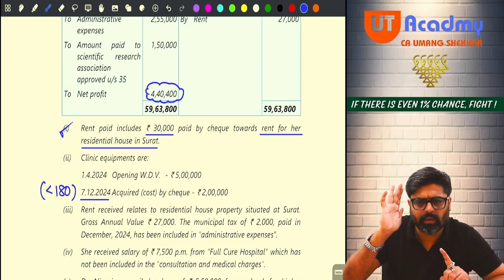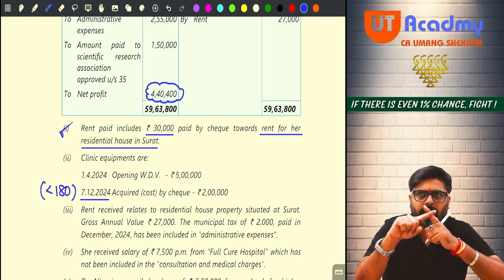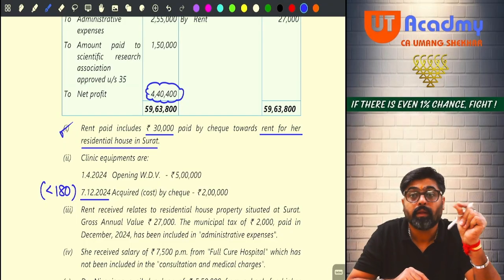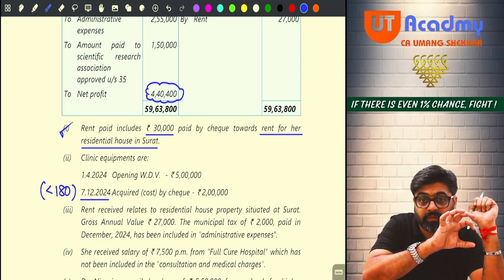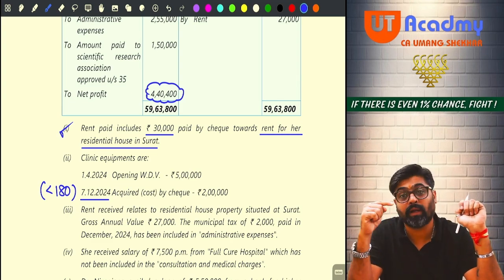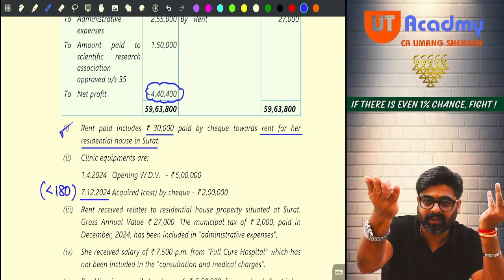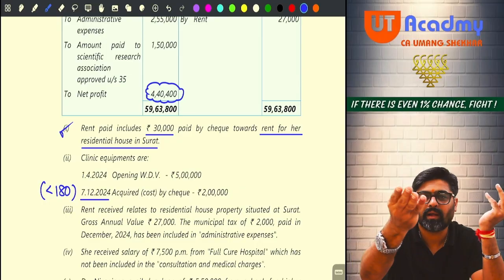Now do you know how to calculate the opening, how to calculate the value of the block? You will take opening, add addition. Addition will be 2 lakh. Total will be 7 lakh. Minus deletion, nil. So the value of the block will be 7 lakh. Out of that 7 lakh, on 2 lakh you are supposed to calculate half rate. And on the balance 5 lakh you are supposed to calculate full rate. So that is segregated here only. So on 2 lakh apply half and on 5 lakh apply full.